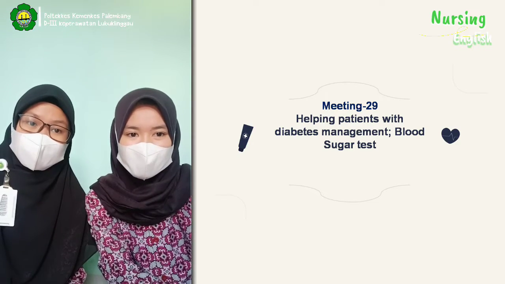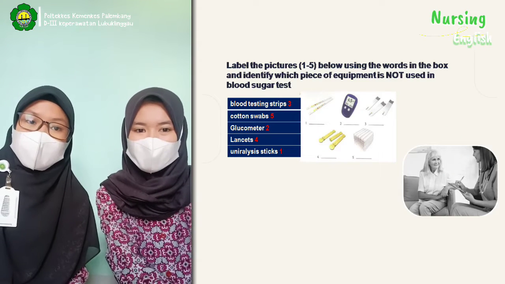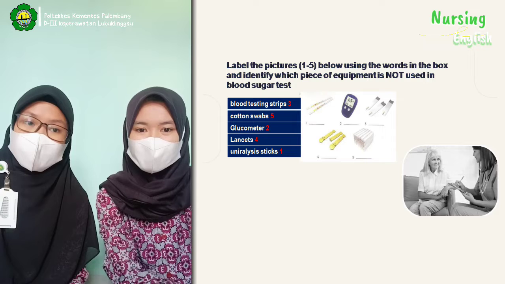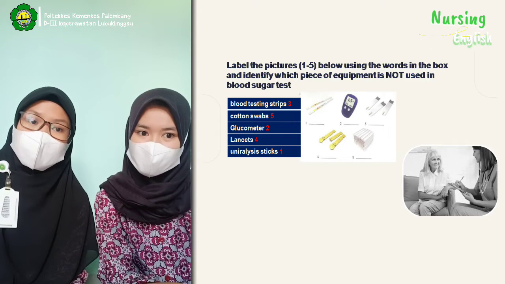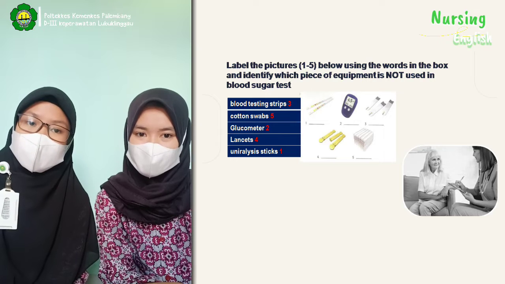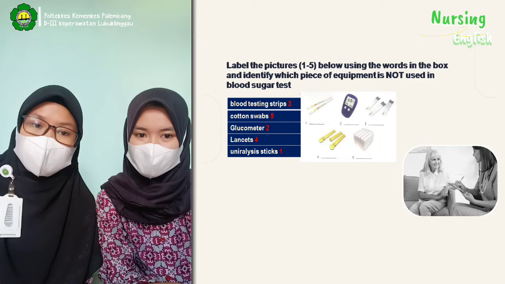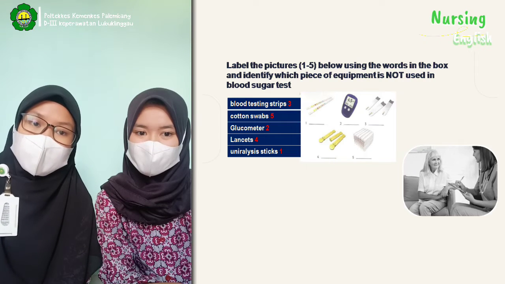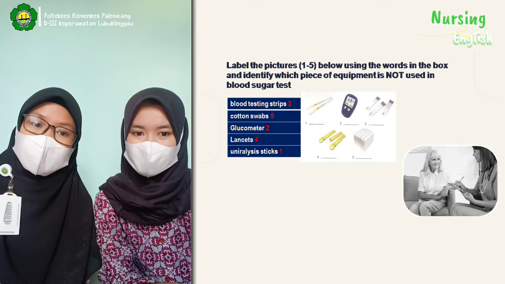Meeting 29, coping with diabetes management. Blood sugar test. Label the pictures 1 to 5 below using the words in the box and identify which piece of equipment is not used in a blood sugar test. Number 1, urinalysis sticks. Number 2, glucometer. Number 3, the testing strips. Number 4, lancet. And number 5, cotton swab.